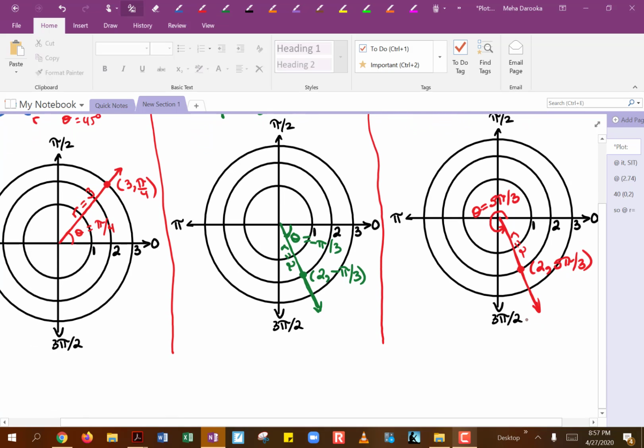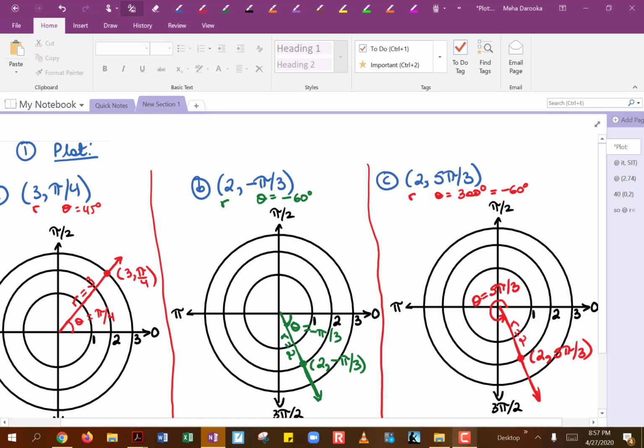And just like you saw in our example 1, you should notice that our point 2 comma 5 pi over 3 also coincides with the point from part B, which is our point 2 comma negative pi over 3, because that angle, negative pi over 3 and 5 pi over 3, are basically the same angle, just depending on which direction you come from.